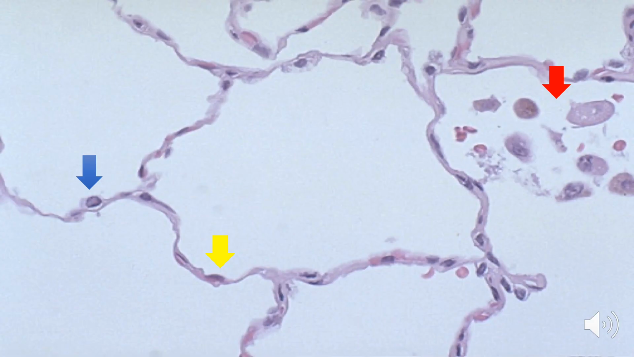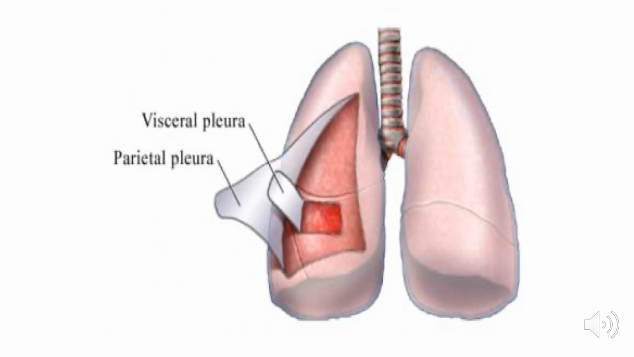Yellow arrow, type 1 alveolar cell or type 1 pneumocyte. Blue arrow, type 2 alveolar cell or type 2 pneumocyte. Red arrow, alveolar macrophages or dust cells. We're down to our last topic.